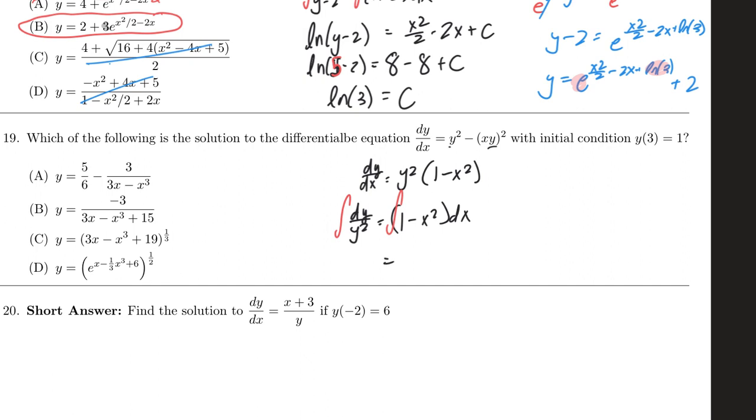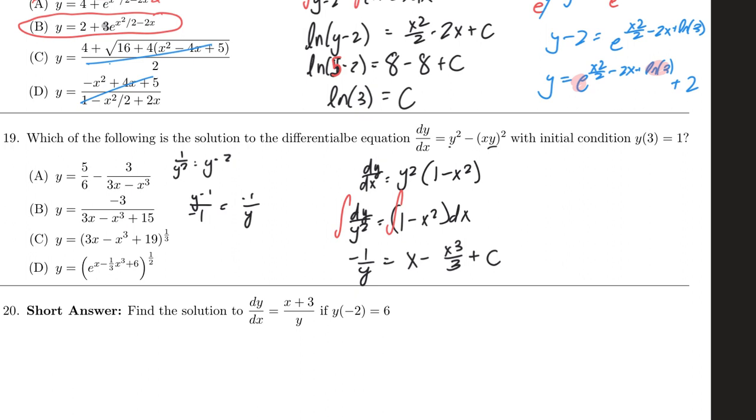On the right-hand side, we're going to get x minus x cubed over 3 plus c. On the left-hand side, we have to remember that 1 over y squared is y to the negative 2. So when we take the antiderivative, we add 1 to get y to the negative 1 and divide by the new exponent. Generally, we don't write things with a negative exponent. This is the same as negative 1 over y.